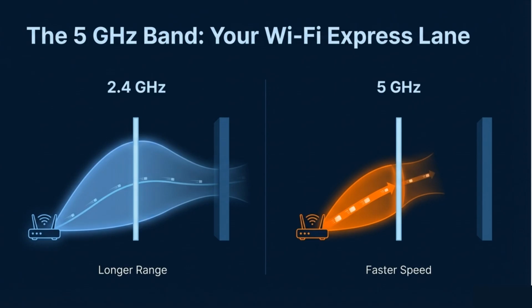The 5 GHz band is your Wi-Fi express lane. While 2.4 GHz offers longer range, 5 GHz provides faster speeds due to more available non-overlapping channels.